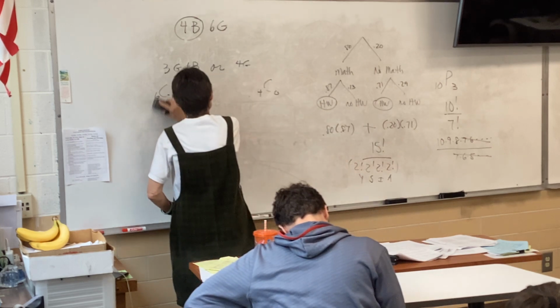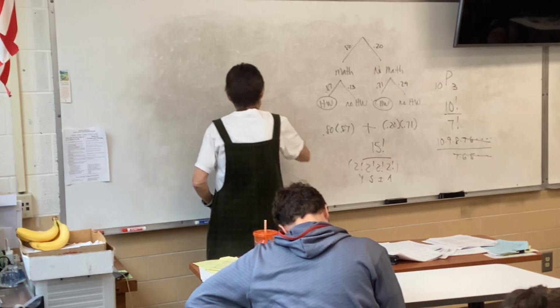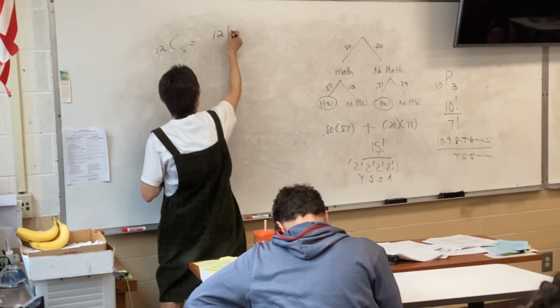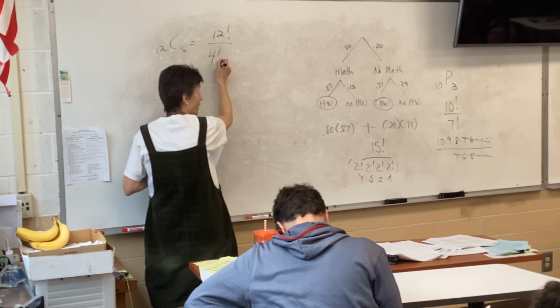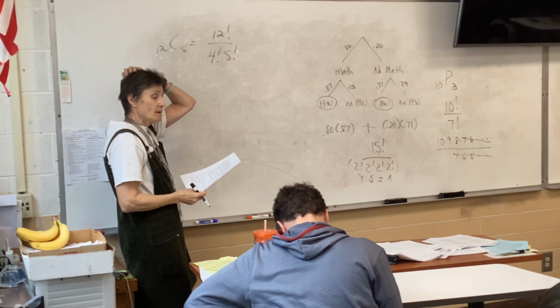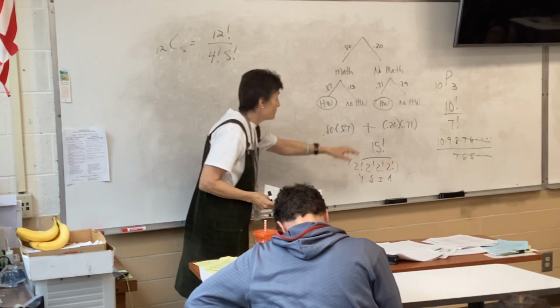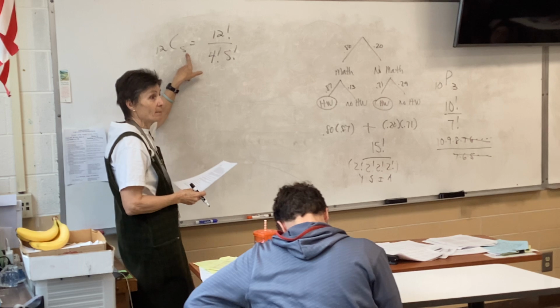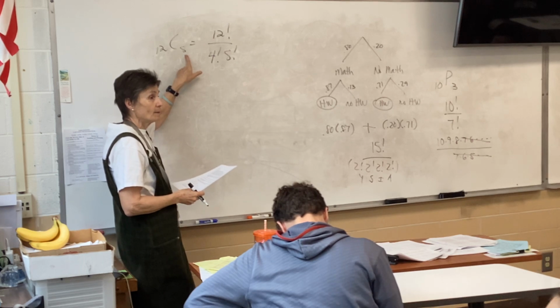Now what about 12C8? What is 12C8? That's 12 factorial over 4 factorial, 8 factorial. The combinations do exactly what the permutations do, except you also have this number in the denominator. You have to divide out this number.